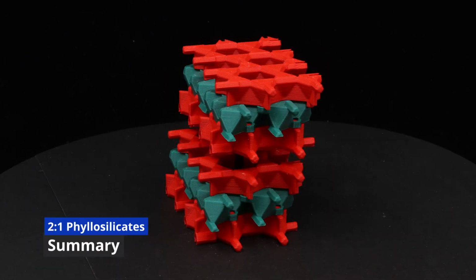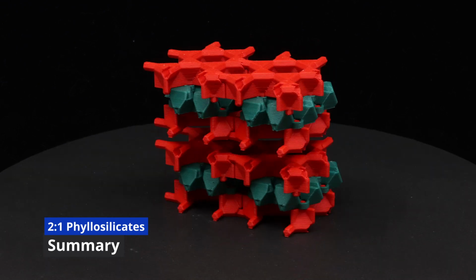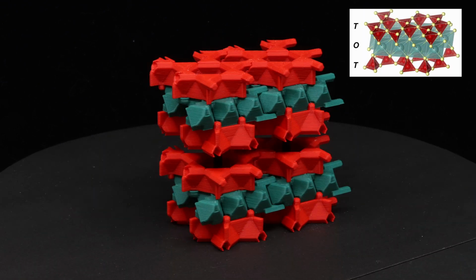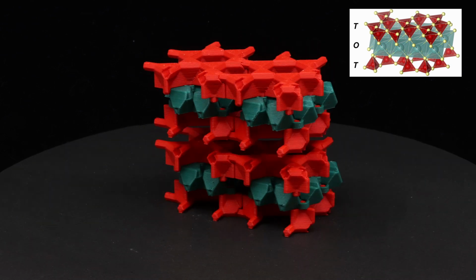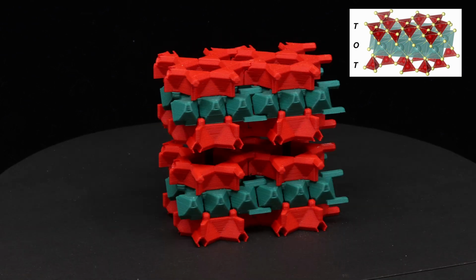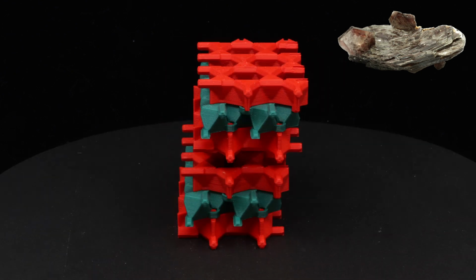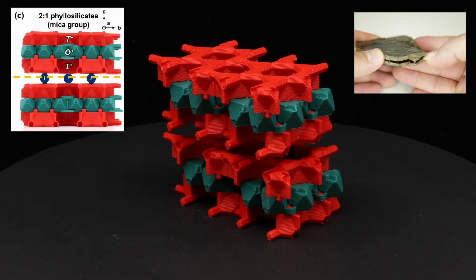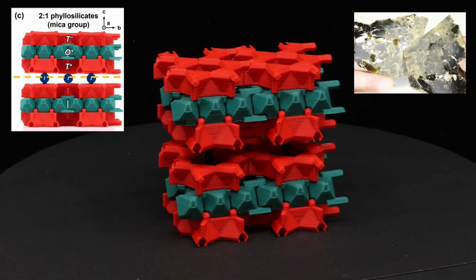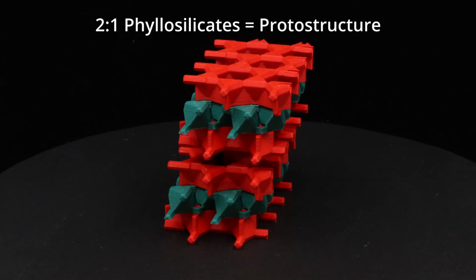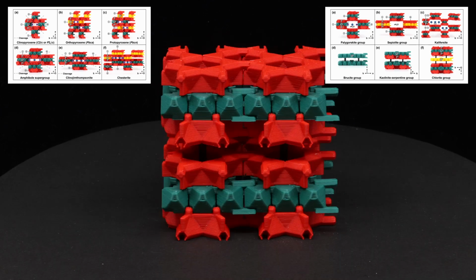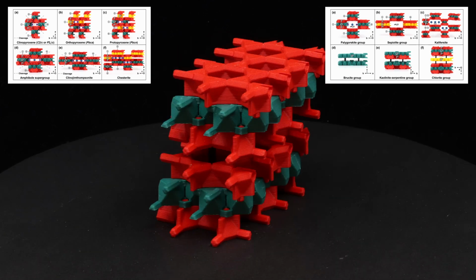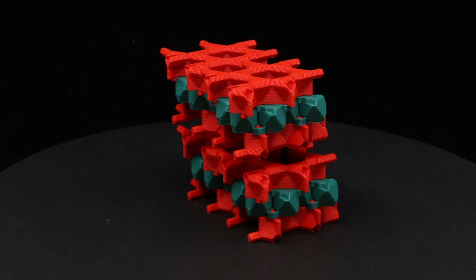In this video, we've learned about the 2-to-1 phyllosilicates and how their structure at the atomic scale, that is, their infinite sheets of TOT modules, influences their macroscopic mineral properties. In particular, the weak vertical bonds lead to platy habits and a perfect basal cleavage. The crystal structure of the 2-to-1 phyllosilicates can be thought of as a protostructure for rock-forming minerals that are made of T and O modules, and these can be constructed using TotBlocks. We will explore these minerals in other videos.